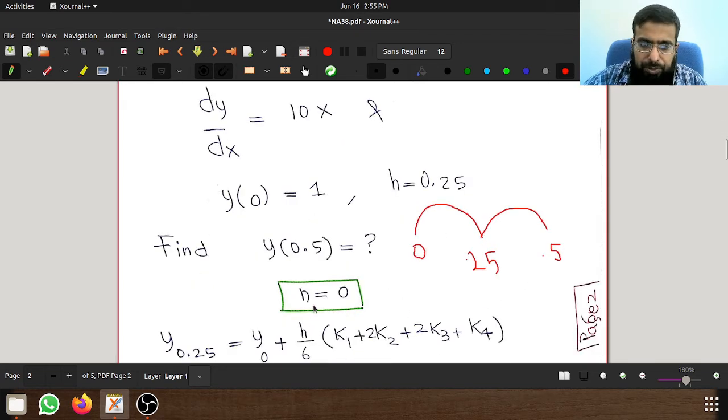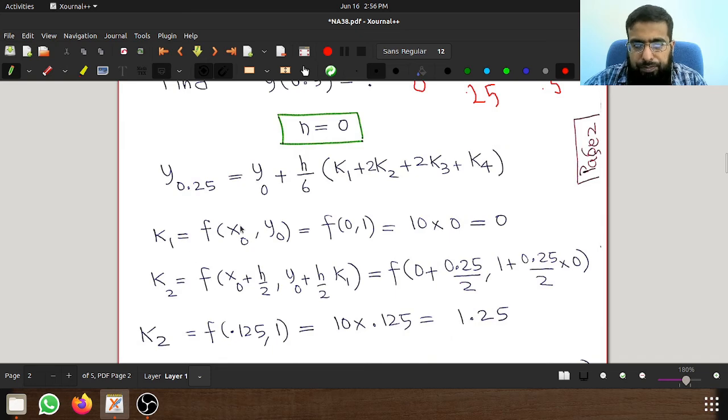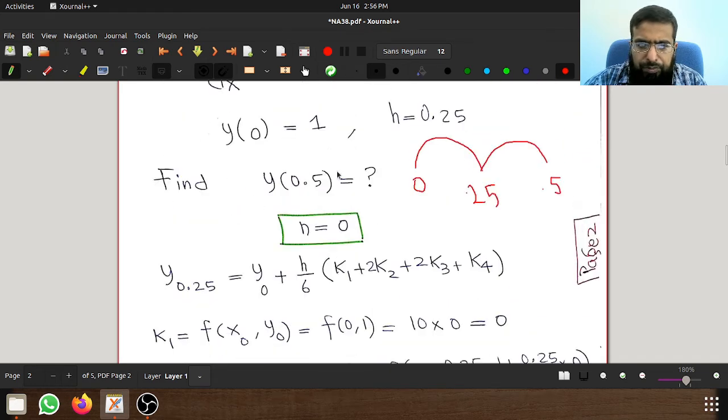So let's start from 0. n is equal to 0. y of 0.25 is y of 0 plus h by 6 times these k's, and y of 0 is given to be 1, and h is also given, 0.25. So we need to calculate the k's. So k1 is f of x naught, y naught. Why x naught and y naught? Because in general this is xn and yn, and n is equal to 0 here, therefore we have replaced n with zero.